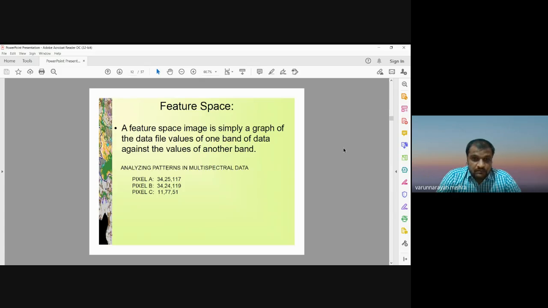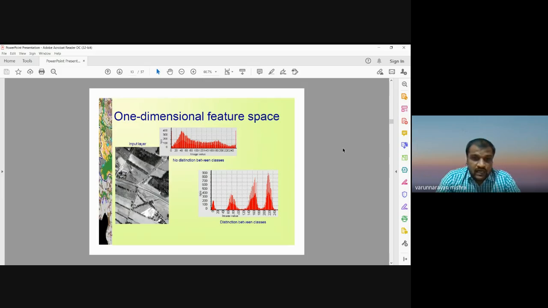Feature space is simply a graph of the data file values of one band of the data against the values of another band. That is feature space. Okay, so one-dimensional feature space and multi-dimensional feature space. You can see here we have the satellite images, and when we consider the one-dimensional feature space, you can see the image value and the number of pixels. Okay, so this is the distinction between the classes.